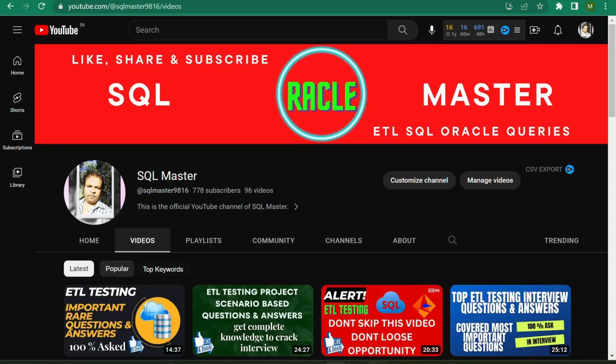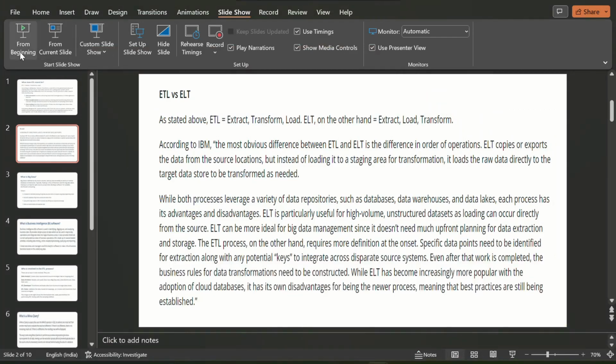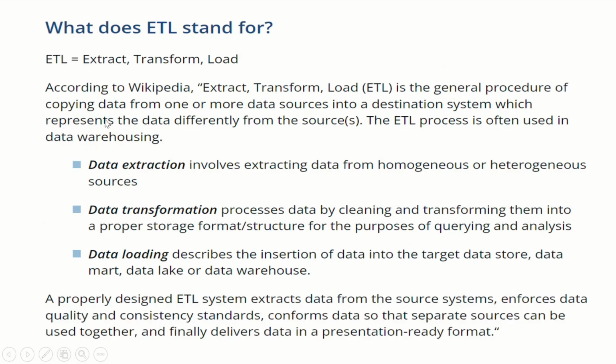Okay, so let us start the video here. I made some slides and I will explain the questions and answers. The first one is, what does ETL stand for? ETL: extract, transform and load.